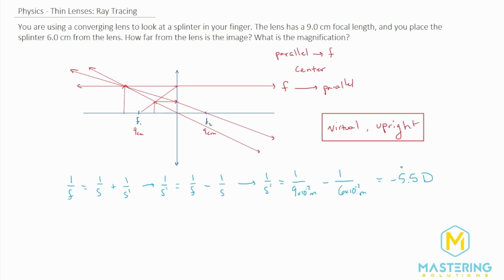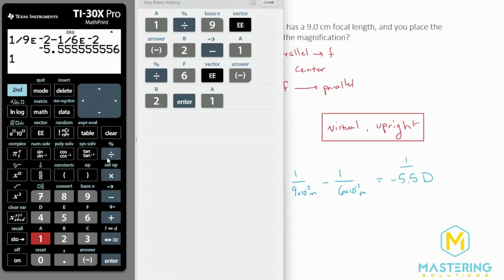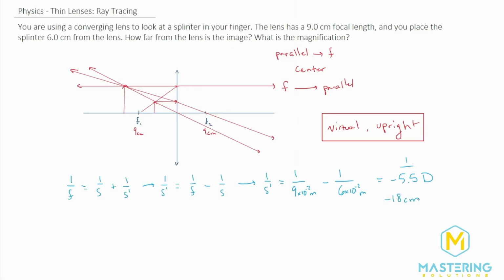If we take the inverse of a diopter, that'll give us meters. So we take 1 divided by our answer, and we have negative 0.18 or negative 18 centimeters. So our distance from the lens is negative 18 centimeters. The negative indicates that it's on the upstream side of the lens, which agrees with our ray tracing that we did here.